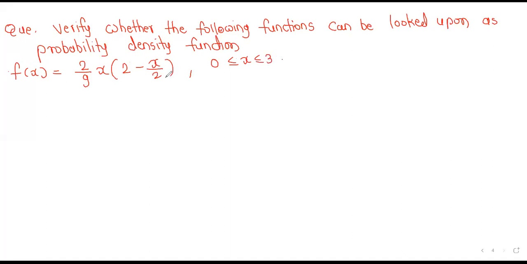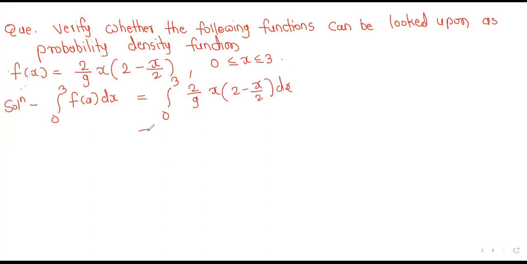So we have to show that this given function is a probability density function. That means the integration 0 to 3 f of x dx should come out equal to 1. First of all we write integration 0 to 3 f of x dx, which is integration 0 to 3 2 by 9 into x into 2 minus x by 2 dx. So which is equal to integration 0 to 3 2 by 9 into 2x minus x square by 2 dx.